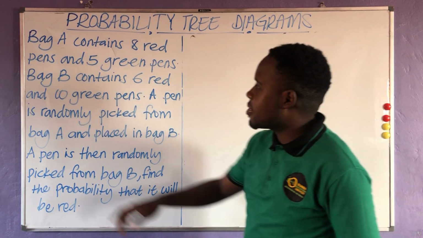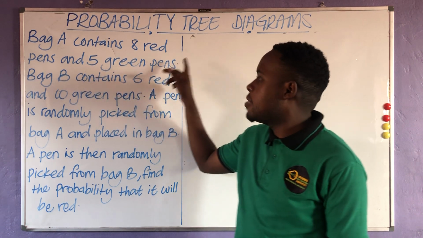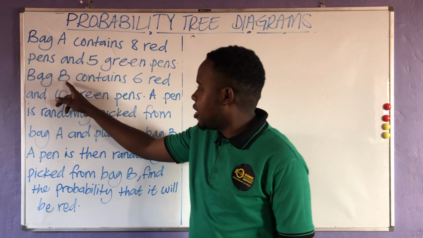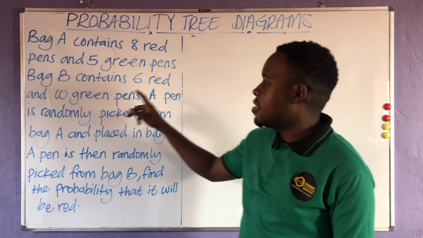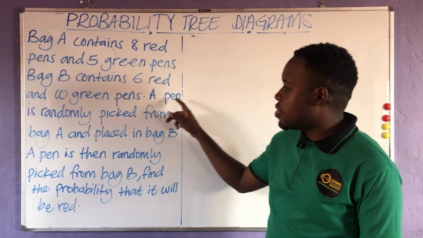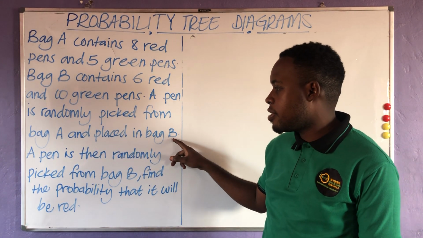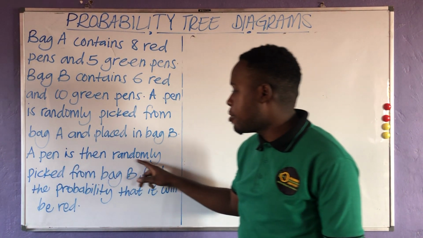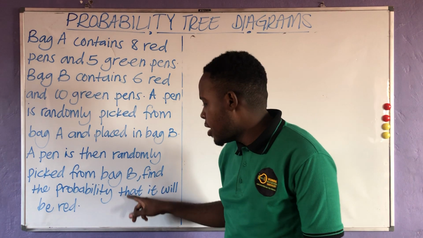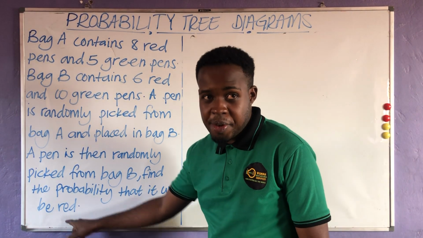It says that bag A contains 8 red pens and 5 green pens. Then we have a bag B which contains 6 red and 10 green pens. Now they are saying that a pen is randomly picked from bag A and placed in bag B. And a pen is then randomly picked from bag B. Now they want you to find the probability that that pen will be red.